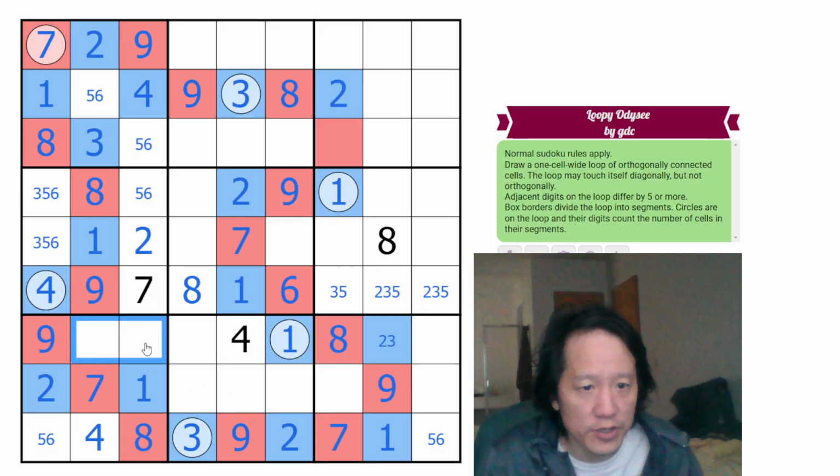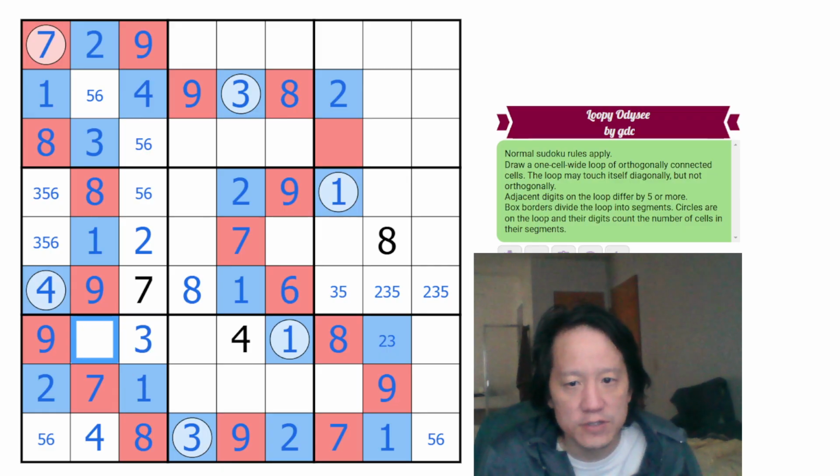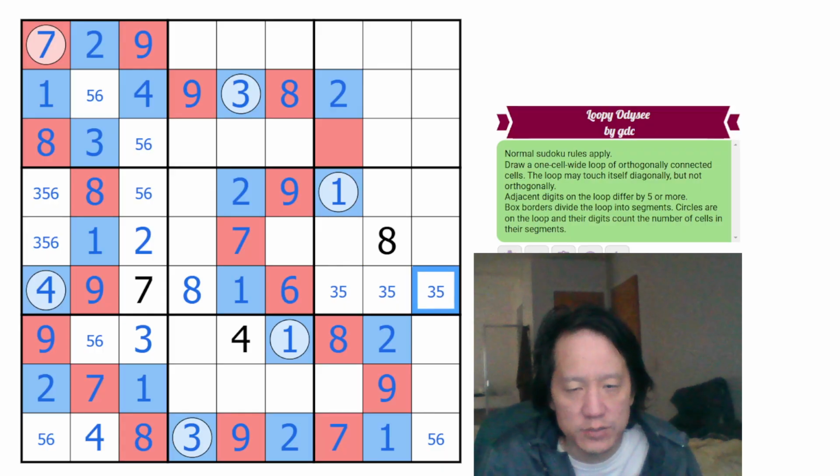This has to be 3 with 5 or 6. This can't be 3, so this is a 3. This is 5 or 6. So since that's a 3, this can't be 3. This has to be 2, which means that can't be 2, which means the 2 has to be here. So this is 3 or 5 here.